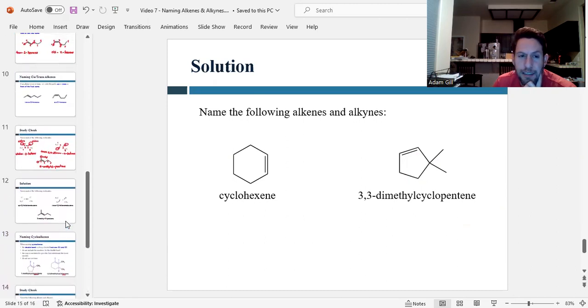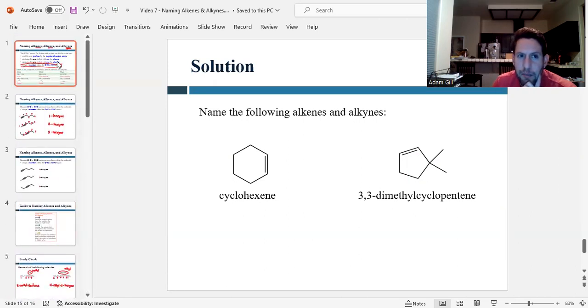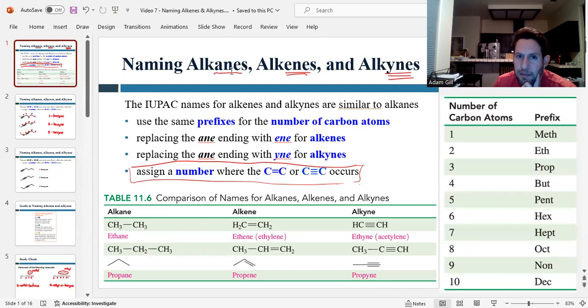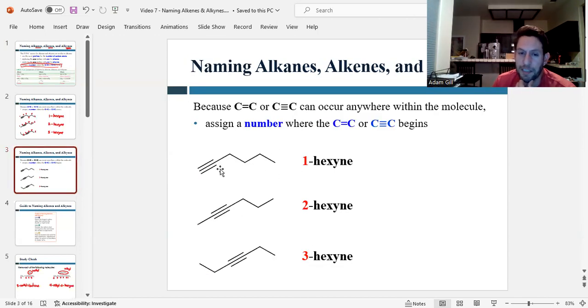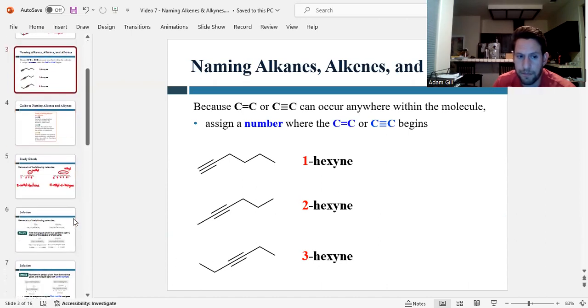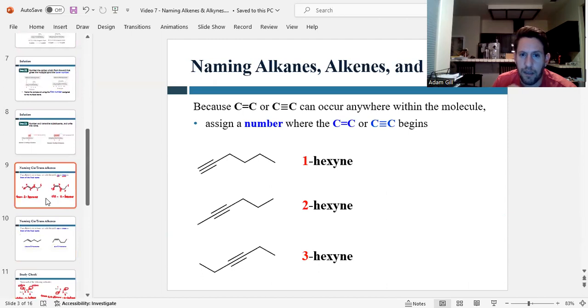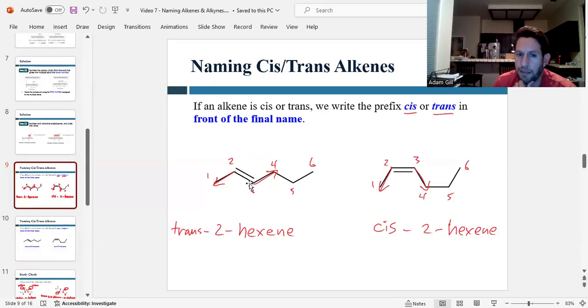All right, so that's it for this video. To recap, when you're naming alkanes, you use the ending ane for single bonds. If there's a double bond, we use the ending ene. If there's a triple bond, we use the ending yne. We use a number to specify where the double or triple bond starts in the molecule. And if the double bond is cis or trans, we use cis or trans at the front of the name.